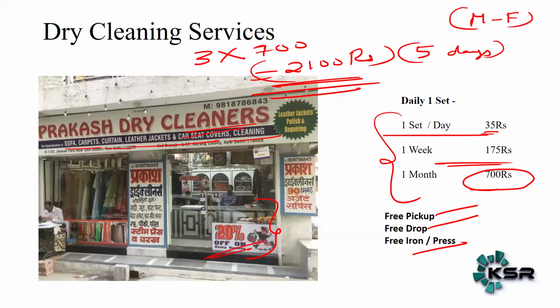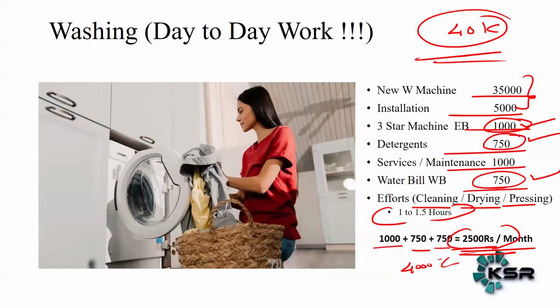Okay. Remember, even to go with the hybrid mode, you have to spend this. Remember that. 40,000 you're spending. Forget about saving water, saving detergents, saving the electricity bill. What about the initial cost? Correct. Yes, that will be there.